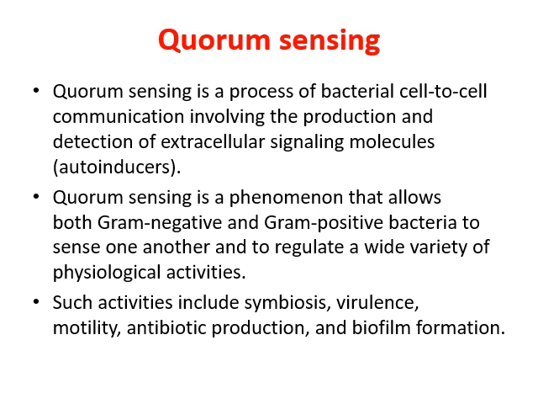So, quorum sensing is a process of bacterial cell-to-cell communication involving the production and detection of extracellular signaling molecules, the autoinducers, as we said. Quorum sensing is a phenomenon that allows both gram-positive and gram-negative bacteria to sense one another and to regulate a wide variety of physiological activities. These activities include symbiosis, virulence, motility, antibiotic production, and biofilm formation, as we said.